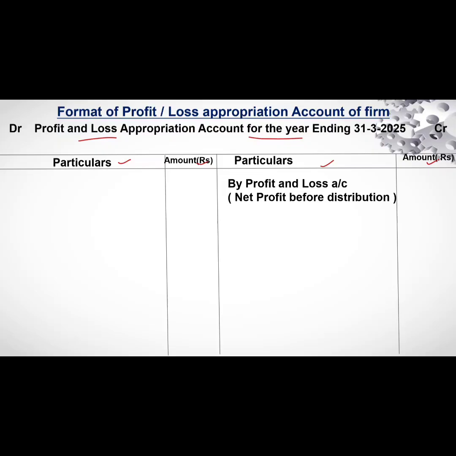We write it as by profit and loss account. That is nothing but the net profit which is being brought down from the profit and loss account before distribution. And if there is any interest on drawings to be collected from a partner, since it is an income for the firm, it appears on the credit side. So by interest on drawings, whichever partner has to pay the interest will be written, and the total amount is written on the outer column. These are the incomes which have to be recorded on the credit side of profit and loss appropriation account.